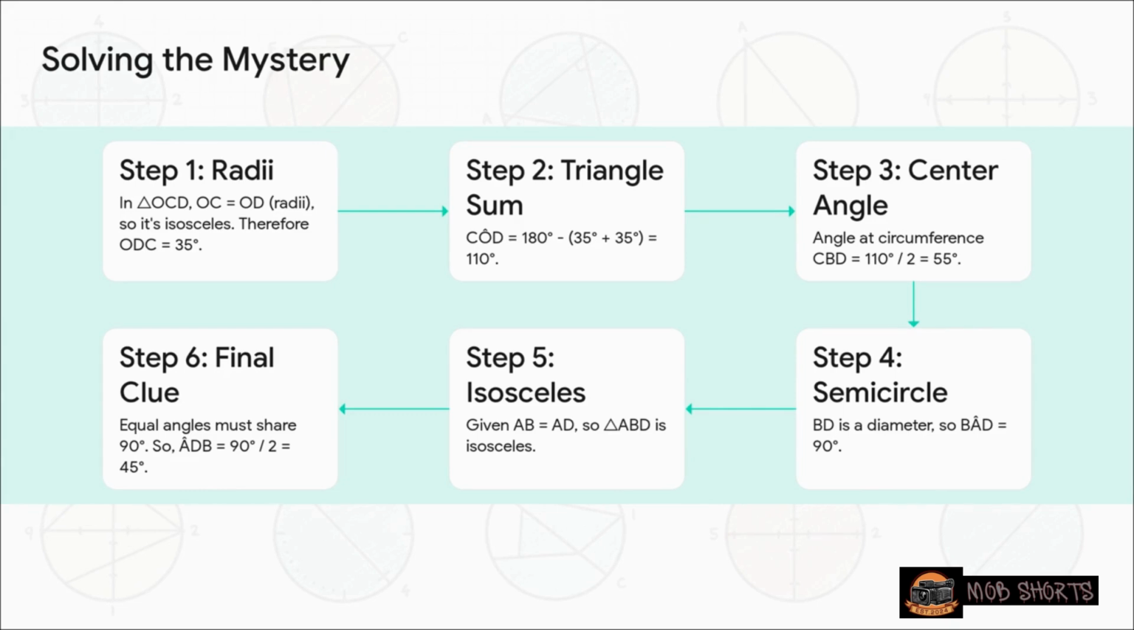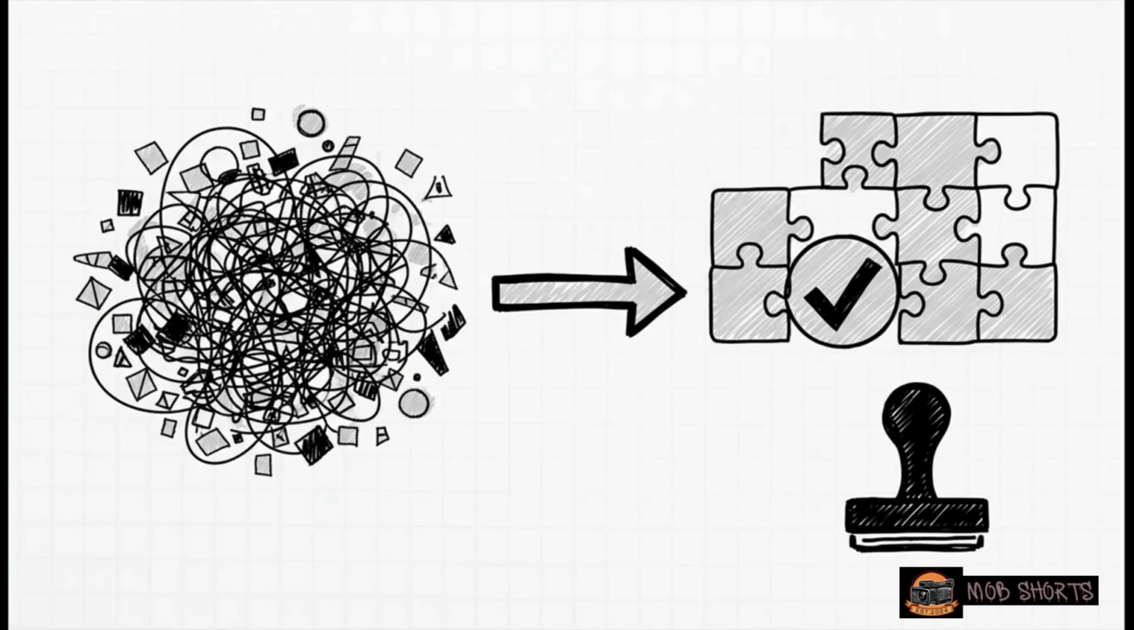We're almost there. Steps 5 and 6, the final clues. The problem also told us that sides AB and AD are equal. Wait a minute, that means triangle ABD is also an isosceles triangle. And since we know angle BAD is 90 degrees, the other 2 angles have to split the remaining 90 degrees between them. So our mystery angle ADB is just 90 divided by 2, which is 45 degrees. Done. And just like that, case closed.